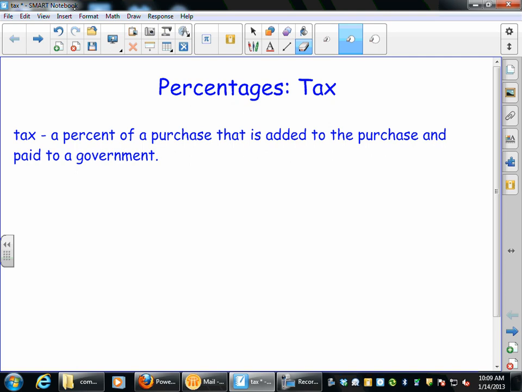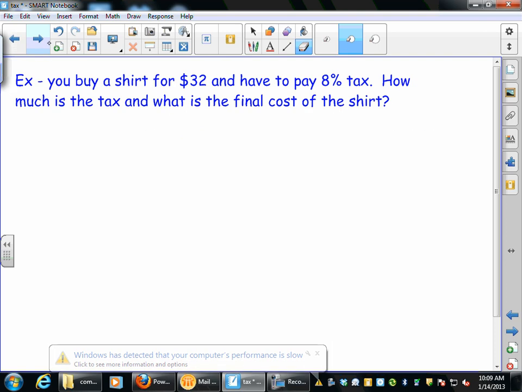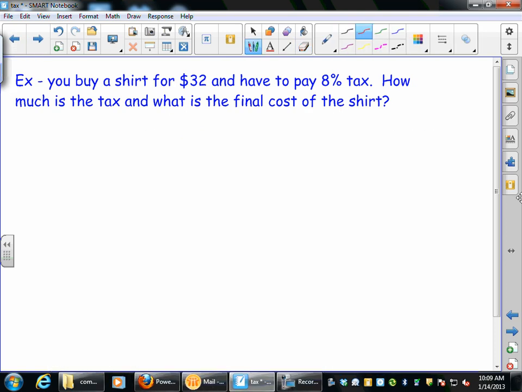A tax is a percentage of a purchase that is added to the purchase, and that money gets paid to the government. So when you buy food, when you buy clothes, anything like that, you pay the price of it, and then there's tax added on. There's an amount of money added to that, and that money gets paid to the government. It might go to the county, it might go to the state, but we add that on. So how do we figure out how much the tax is?